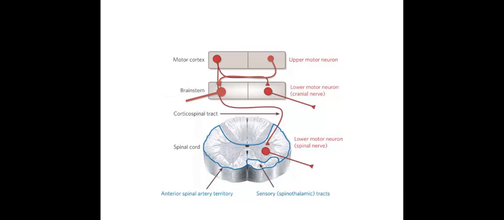This is the right and this is the left. If we have an upper motor neuron lesion here in the motor cortex on the right side, this will affect both corticospinal tracts and corticobulbar tracts, leading to contralateral left hemiparesis and contralateral left upper motor neuron facial weakness. So both the facial weakness and the hemiparesis will be on the same side.